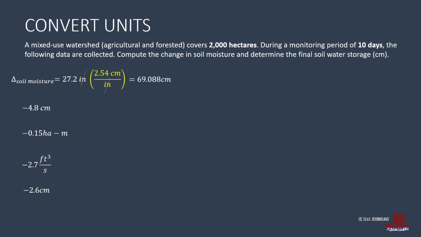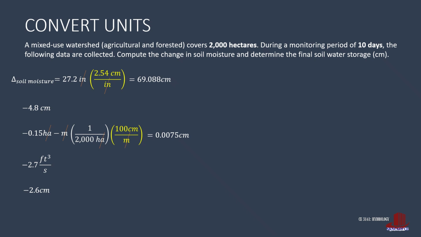Next is 0.15 hectare meters. Eliminate hectares by dividing the term with the catchment area, thus canceling hectares. Then meters need to be converted into centimeters, so use the conversion of 100 centimeters is to a meter. So 0.15 times 100 divided by 2,000 is 0.0075 cm.